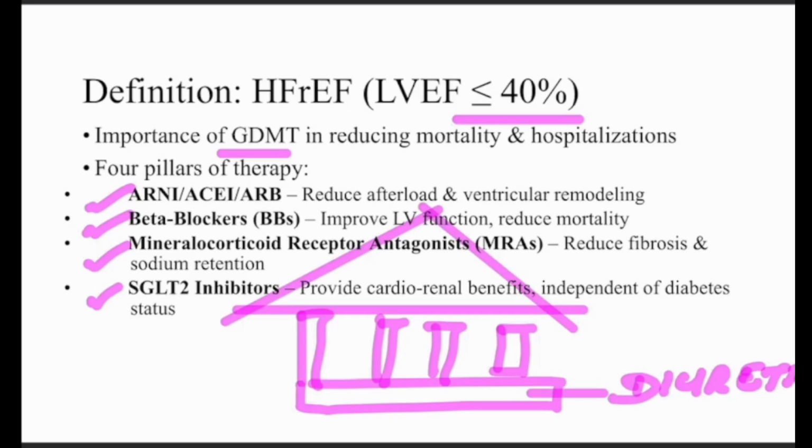So the foundation, if the congestive symptoms are there, it is diuretics. The ARNI and ACE inhibitors reduce afterload and ventricular remodeling. The beta blockers will improve the LV function and reduce the mortality. So beta blockers are important in reducing the mortality. The MRAs reduce fibrosis and sodium retention. And SGLT2 inhibitors provide cardiorenal benefits independent of diabetes. That is something that you should remember.